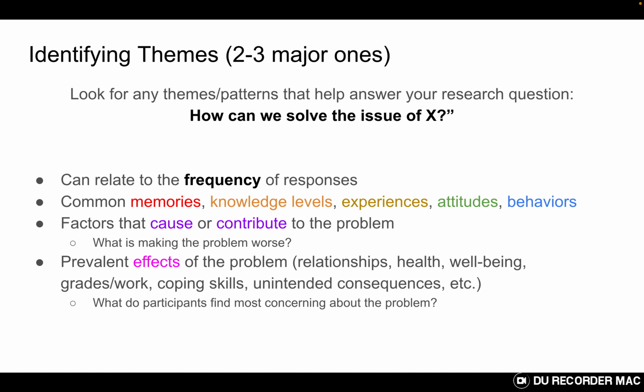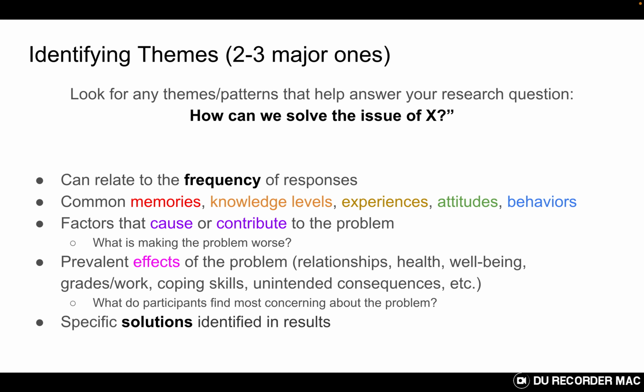So a helpful question that you might want to ask when going through your data is, what do participants find most concerning about the problem? Is there one particular area or one particular part of the problem that your participants think is really troubling or is harming them the most? That could be a major theme that you identify.